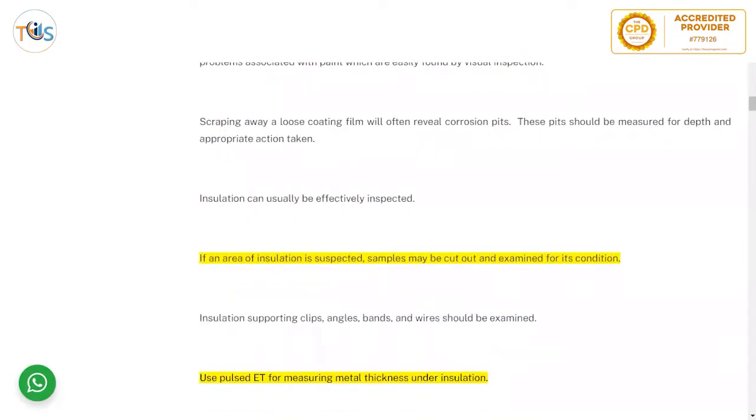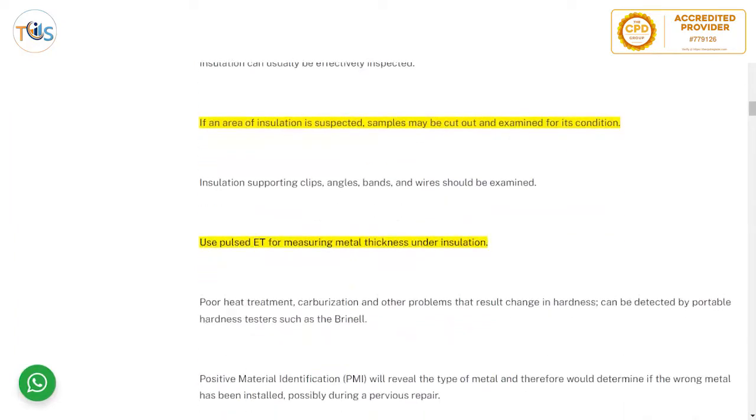Insulation can usually be effectively inspected. If an area of insulation is suspected, samples may be cut out and examined for its condition. Insulation supporting clips, angles, bands, and wires should be examined because they are very prone to corrosion. Use eddy current for measuring metal thickness under insulation.